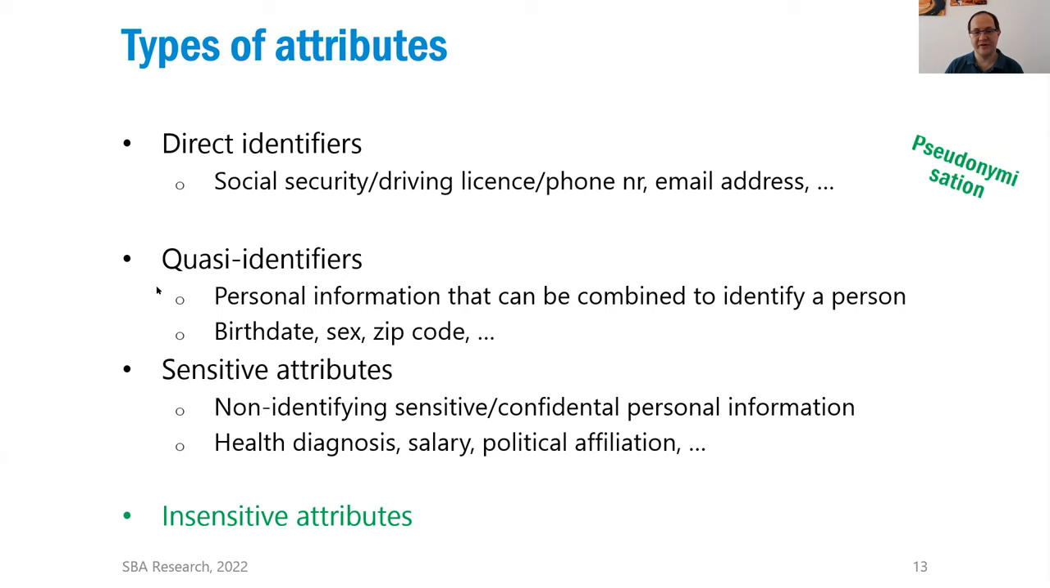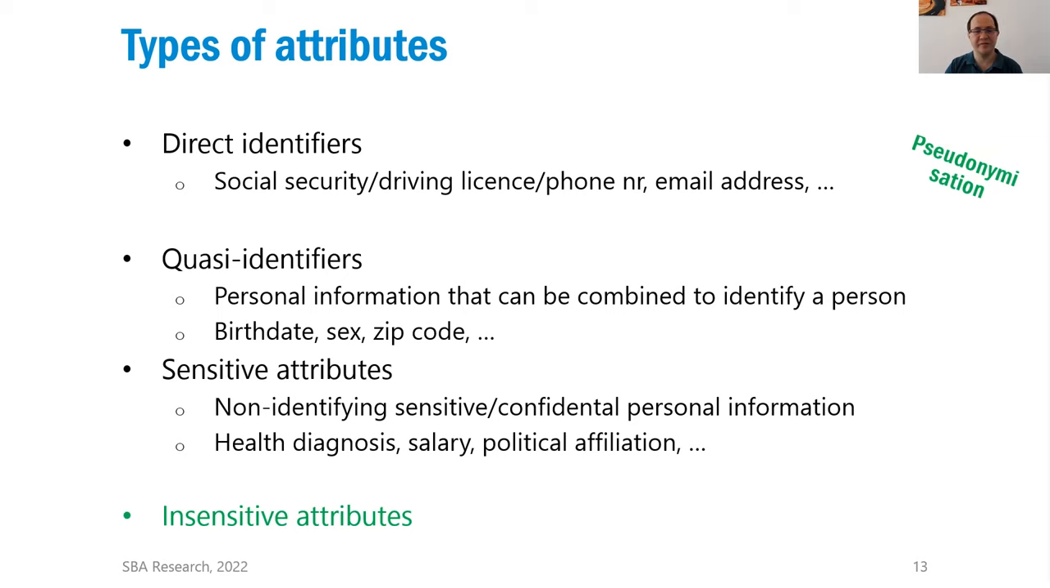But then we also have other types of attributes that are of interest. We have the so-called quasi-identifiers. This is some kind of personal, many times demographic information that by itself doesn't identify a person. So if I know the birth date of someone, this doesn't uniquely identify a person. But if I know some of these attributes together, so maybe I know the birth date, the sex, the zip code, then many people become actually uniquely identifiable. On the previous slide, there was a pie chart saying, I think, 83% of the people in the US, for example, with these three attributes become uniquely identifiable.